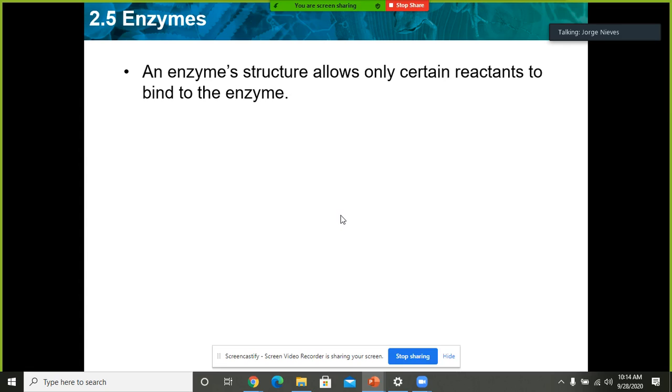Enzyme structures allow only certain reactants to bind to the enzyme. That's what we call substrates. Substrates are the reactants that an enzyme acts on. That's where the enzyme is going to act.